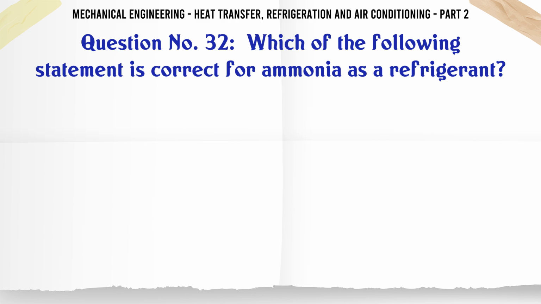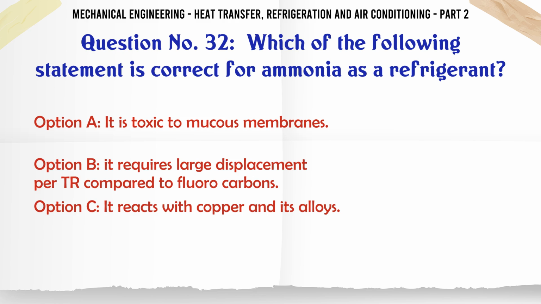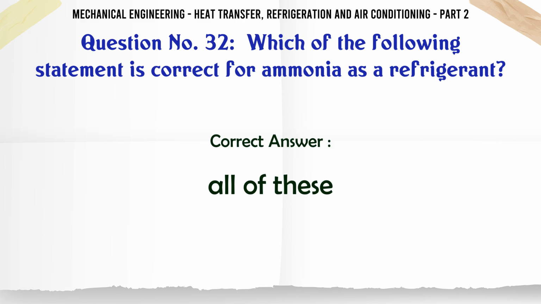Which of the following statements is correct for ammonia as a refrigerant? A. It is toxic to mucous membranes. B. It requires large displacement per TR compared to fluorocarbons. C. It reacts with copper and its alloys. D. All of these. The correct answer is all of these.